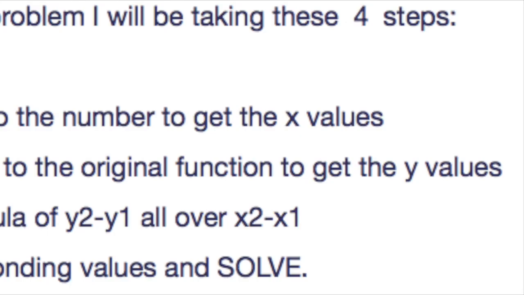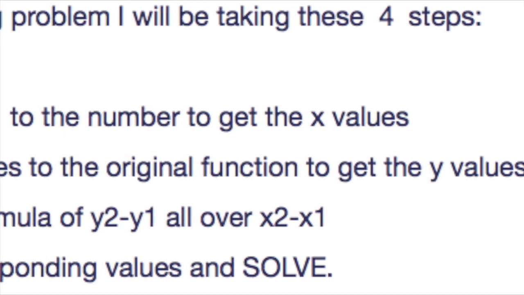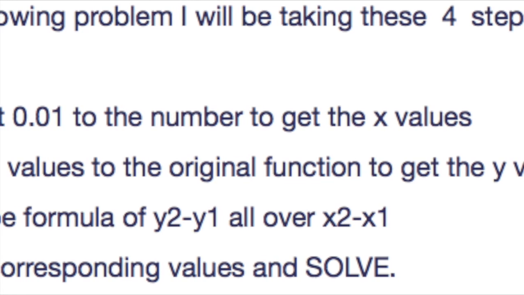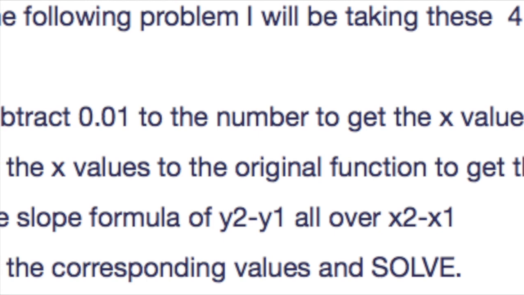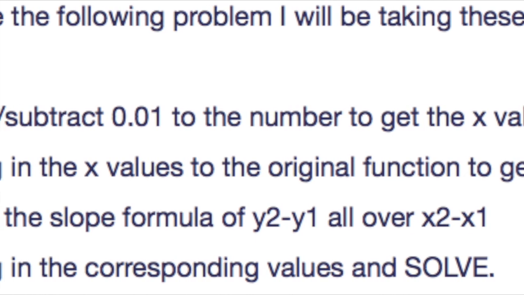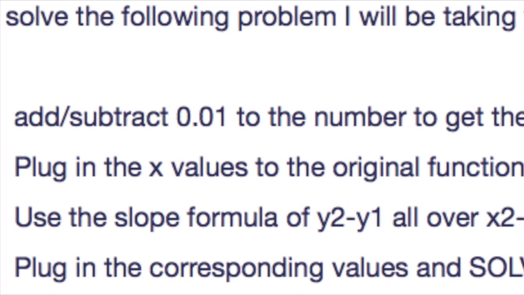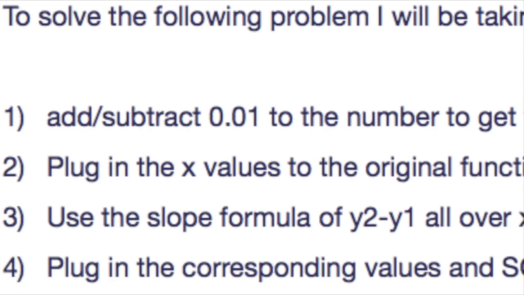To solve the following problem, I will be taking these 4 steps. Number 1. Add/subtract 0.01 to the number to get the x values. Number 2. Plug in the x values to the original function to get the y values. Number 3. Use the slope formula of y2 minus y1 all over x2 minus x1. Number 4. Plug in the corresponding values and solve.